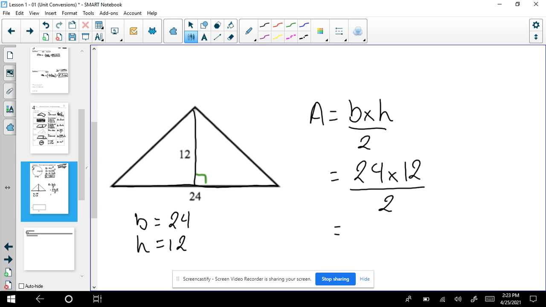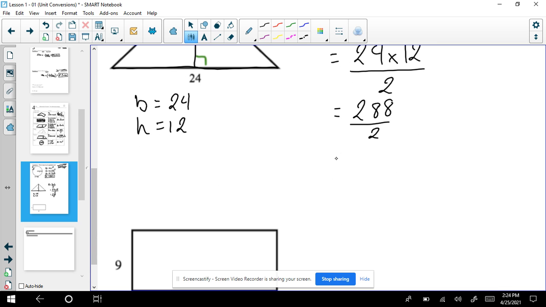And so I would do the multiplication on the top first. So 24 times 12 is going to give me 288, divided by 2. And then 288 divided by 2 is going to give me 144.